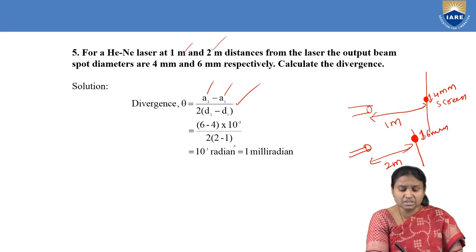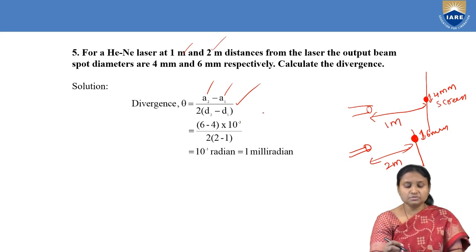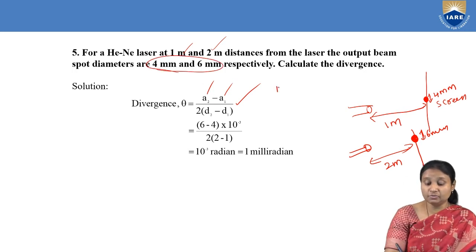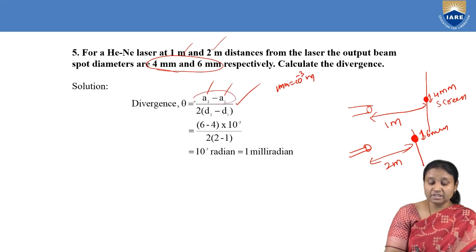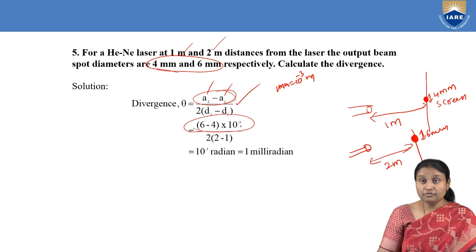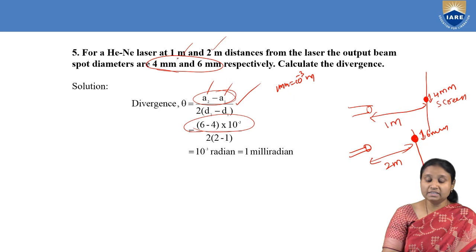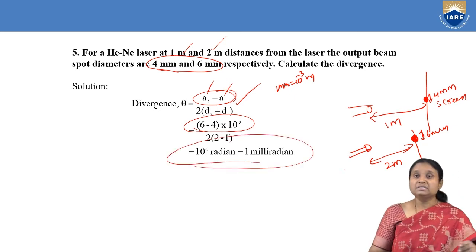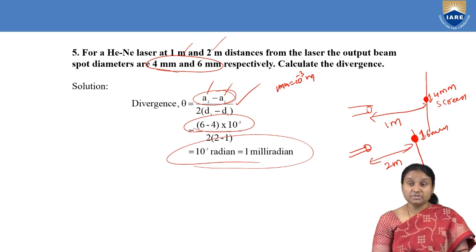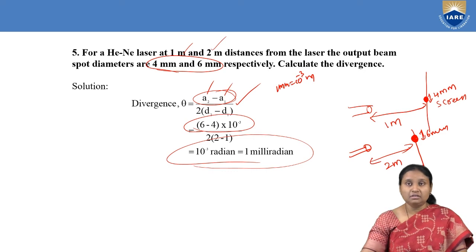The spot diameters are given in millimeters, and we know that 1 mm is 10 to the power of minus 3 meters, so we convert these spot diameters into meters by multiplying by 10 power of minus 3, divided by 2 into the distances, which are already given in meters: 2 minus 1. If we simplify, the divergence of the helium neon laser comes out to be 10 power of minus 3 radians, which is 1 milliradian.